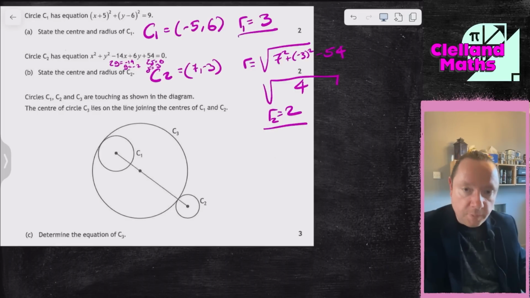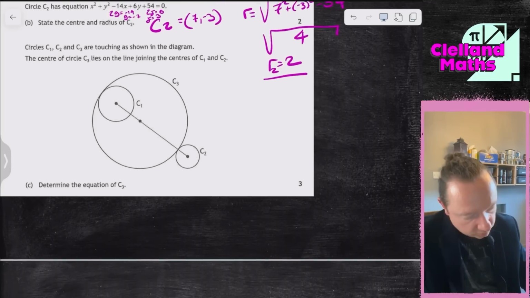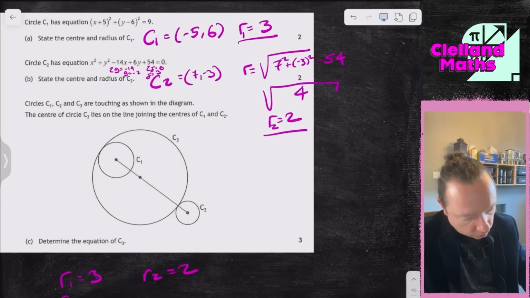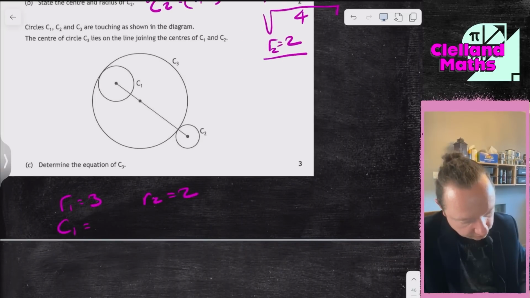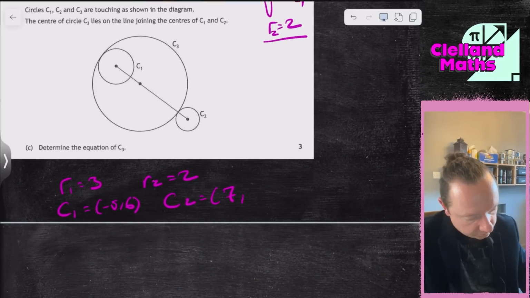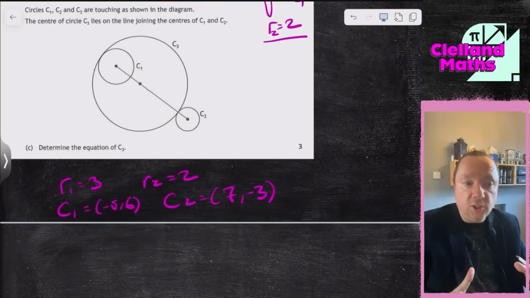This is the last question of the paper. It is designed to be difficult, okay? So don't worry too much. But let's see what we already know. R1 was 3, remember, and R2 is 2, and C1 was (-5, 6), and C2 was (7, -3). So we've got all that information to start with.